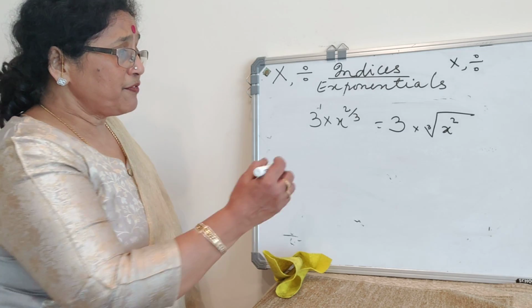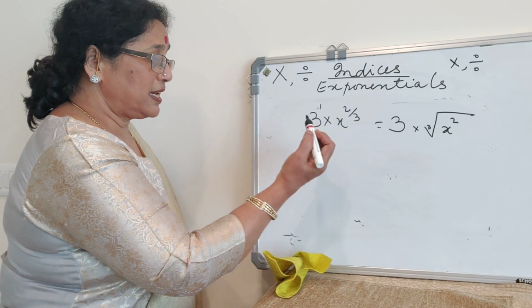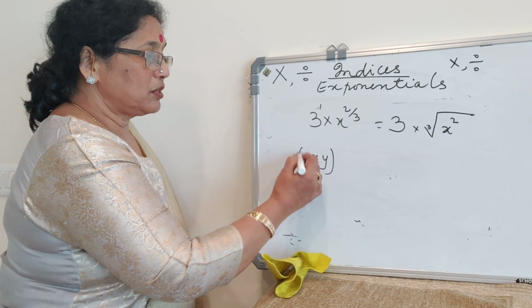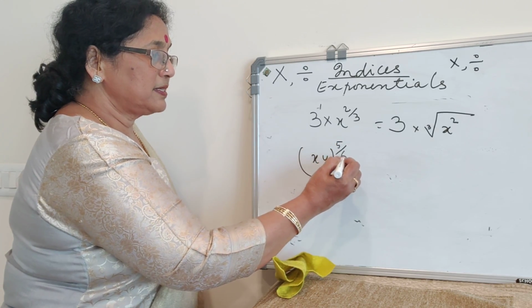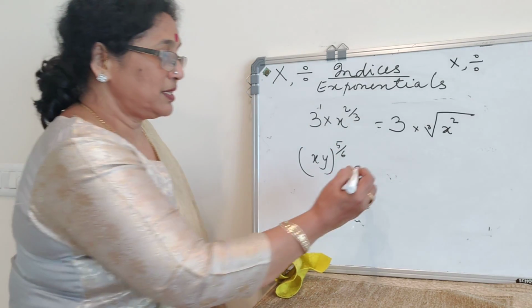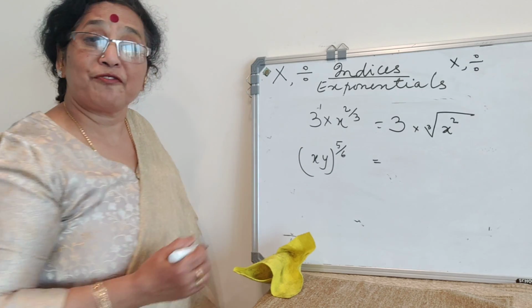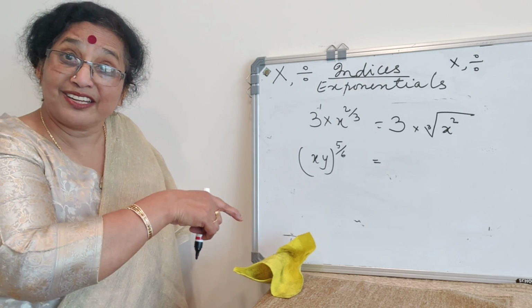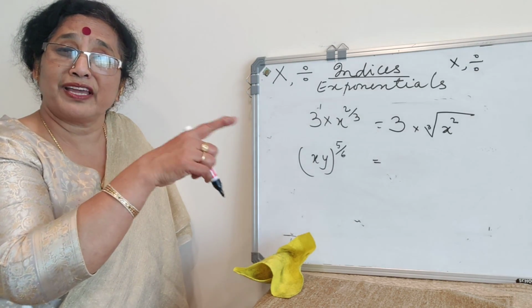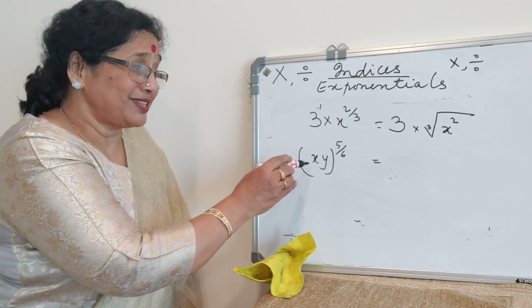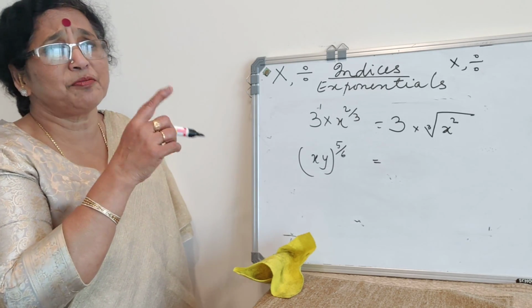Is it clear? So if I say, let's say, xy to the power of 5 by 6, both are raised to the power of 5 by 6. Just now we did a rule: ab to the power of n is a to the n into b to the n. So this one is x to the power of 5 by 6 and y to the power of 5 by 6.